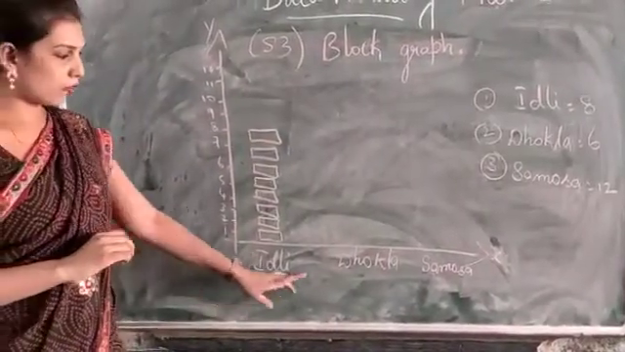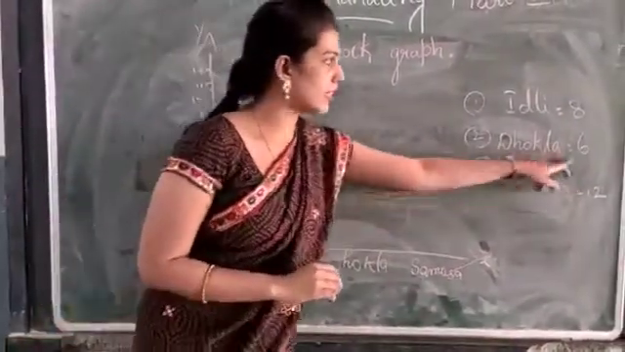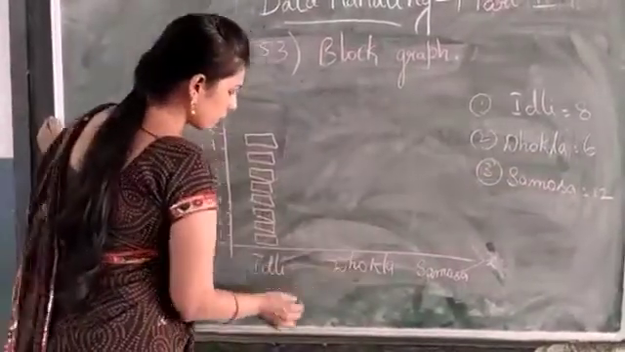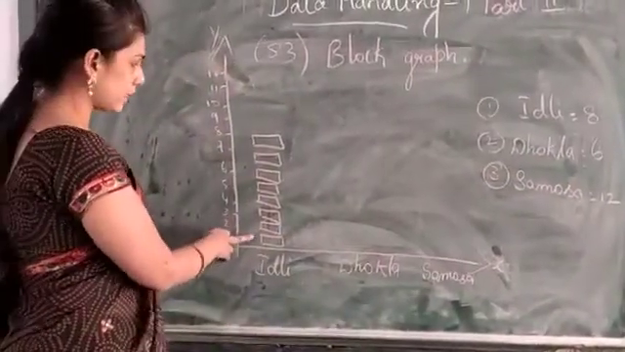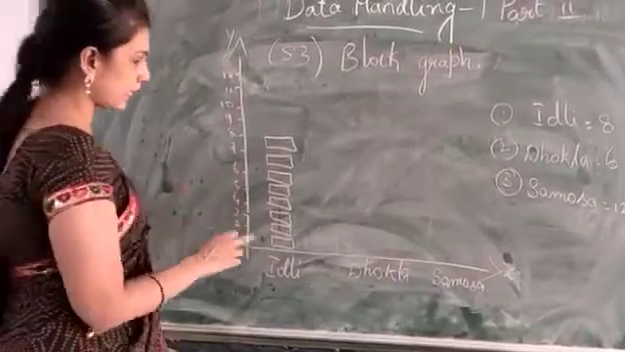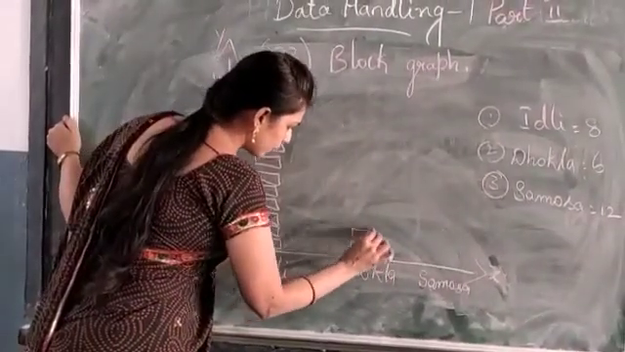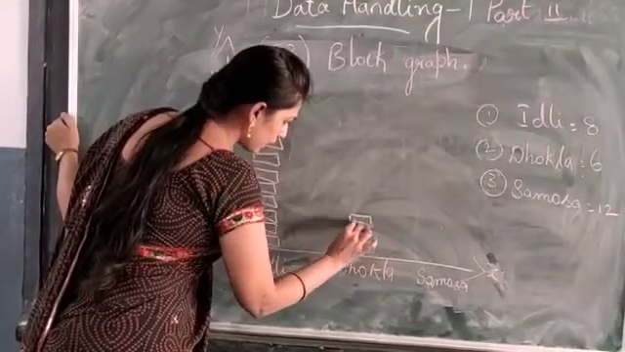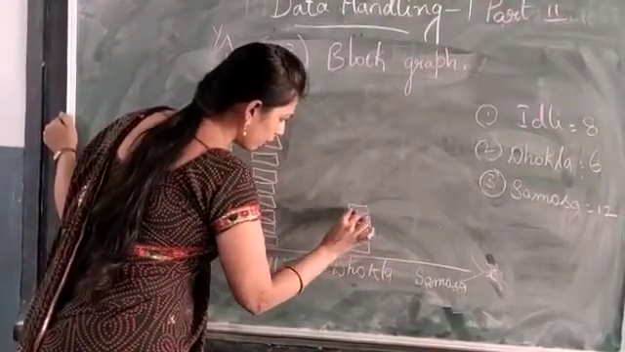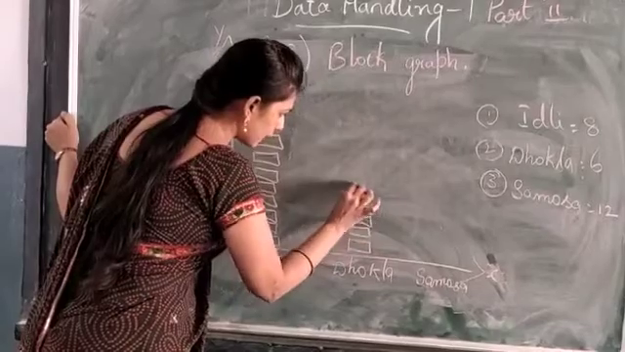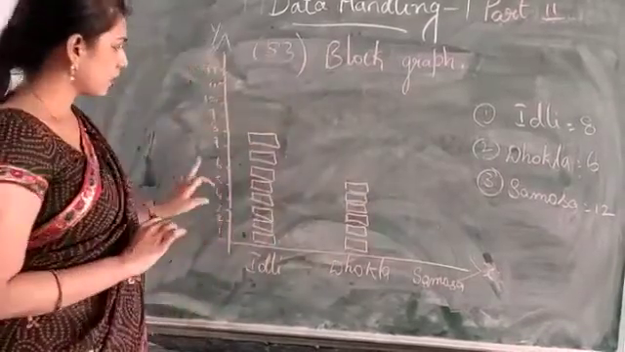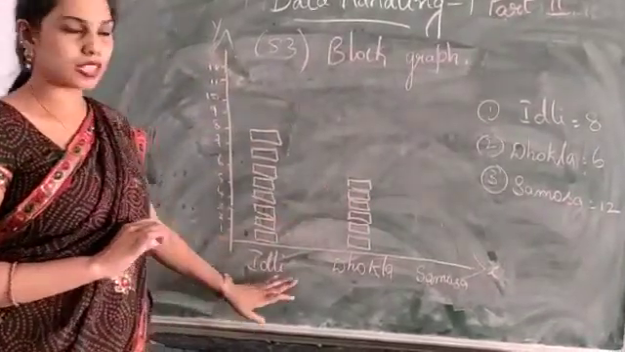And the next one we have, dokla. Dokla is 6. So 6 blocks. So children, I am not able to draw the correct shapes, but you have to draw it with the scale, children. So here 1, 2, 3, 4, 5 and 6. Okay children. So according to this you have to draw the 6.